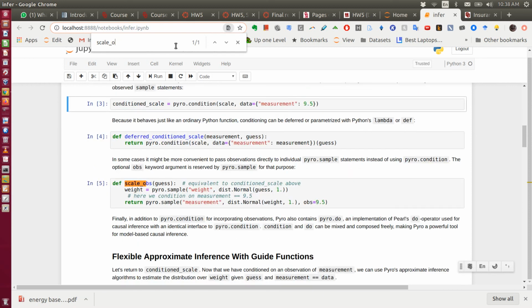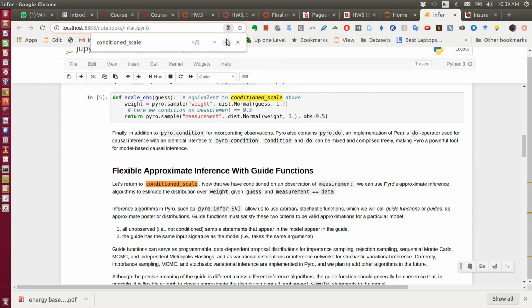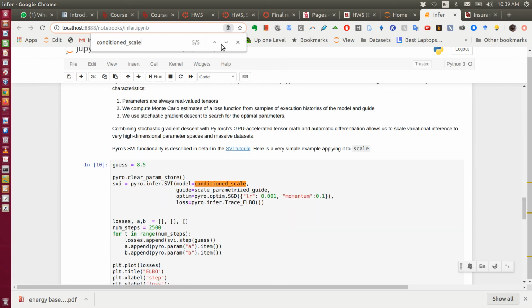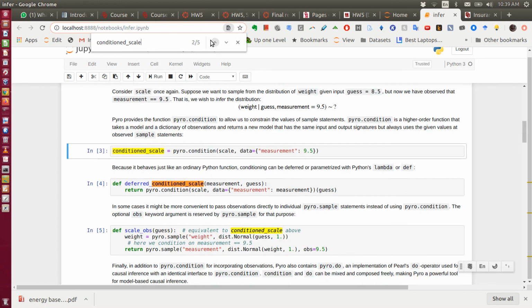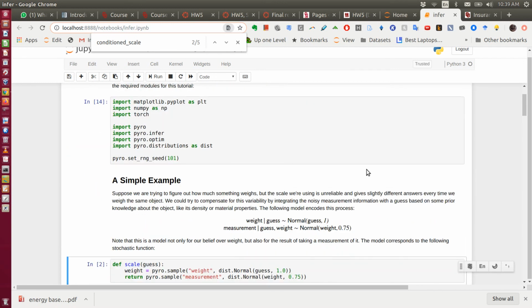Let's see. Conditioned scale. The default condition scale. Yeah, condition scale is used here in the model. So basically, if I just change it here, I'm supposed to change the oscillation. Let me just change it to 10 here, and then let's run the entire thing.